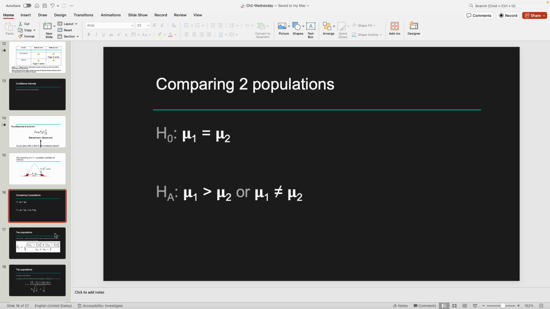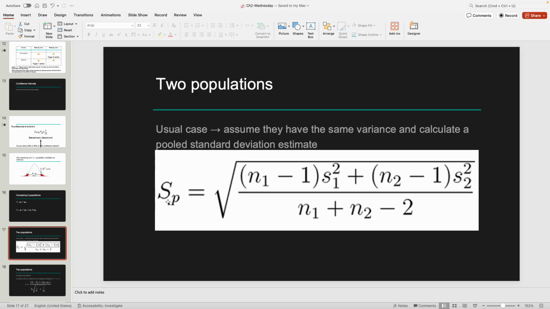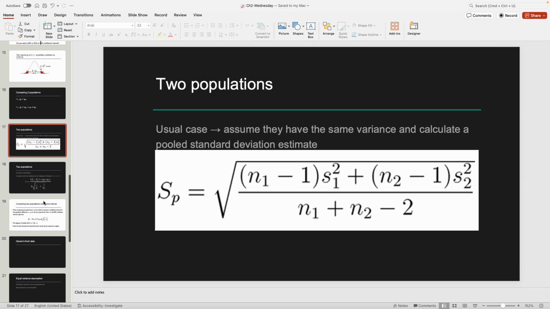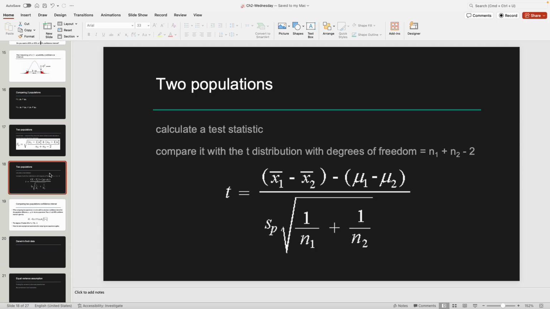Okay? When we're comparing two populations, we need a test statistic. It's ideal that they have the same variance because then we can pool the standard deviation and get a better estimate of the standard deviation. In that scenario that you can pool, that the two populations have the same standard deviation, this is how you would pool it. This is the formula. Now you'd use this, and you need the standard deviation to calculate a test statistic. So you calculate this test statistic, okay?